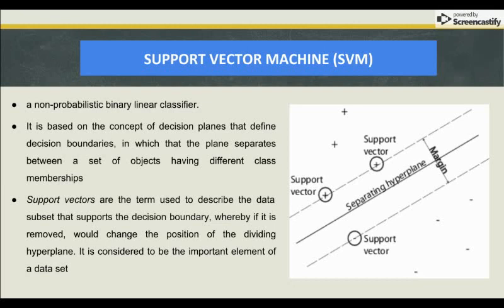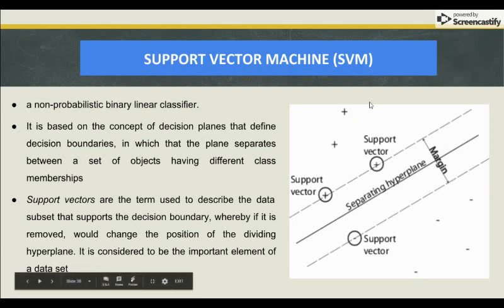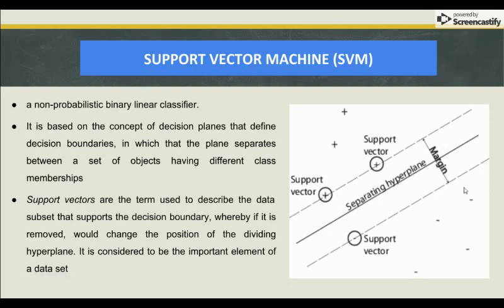Support vectors are the term used to describe the data subset that supports the decision boundary, whereby if it is removed, it would change the position of the dividing hyperplane. It is considered to be the important element of a dataset. The figure on the right shows the definition of support vector machine for better understanding.